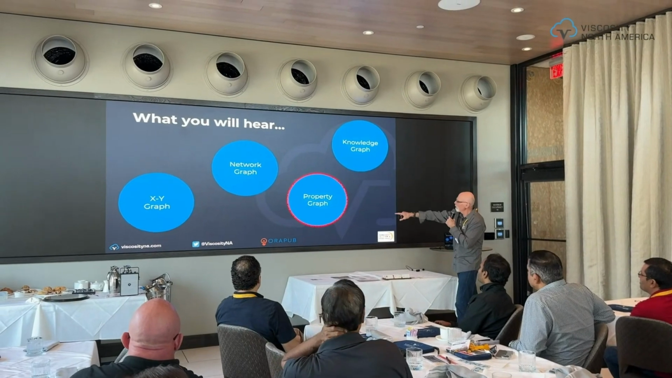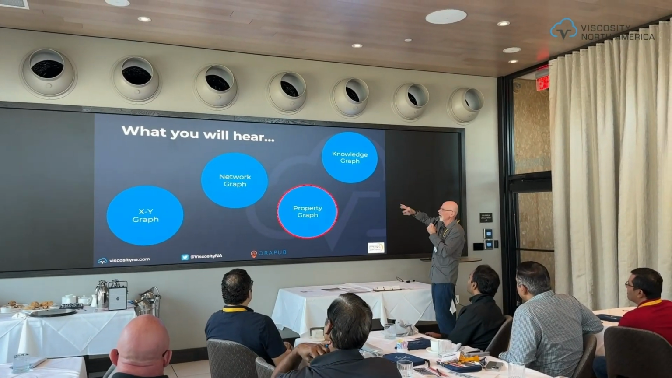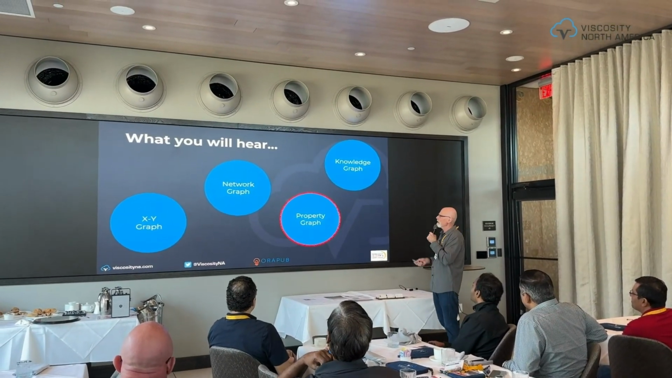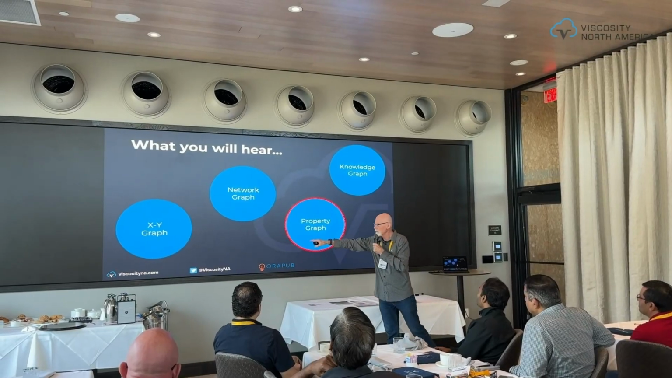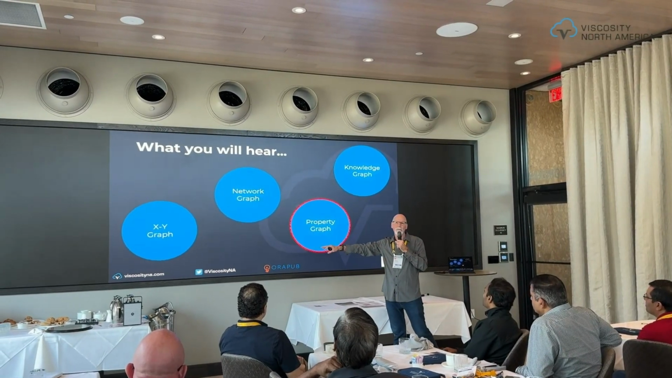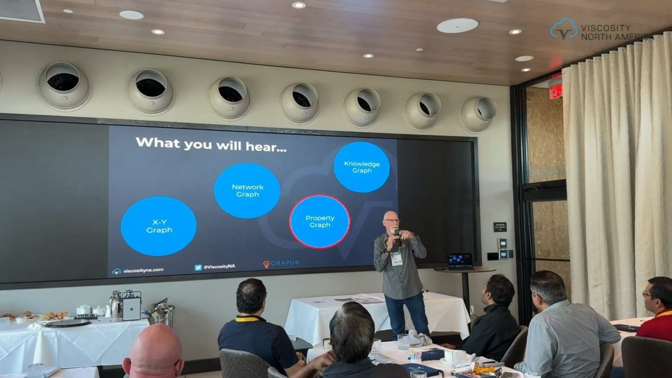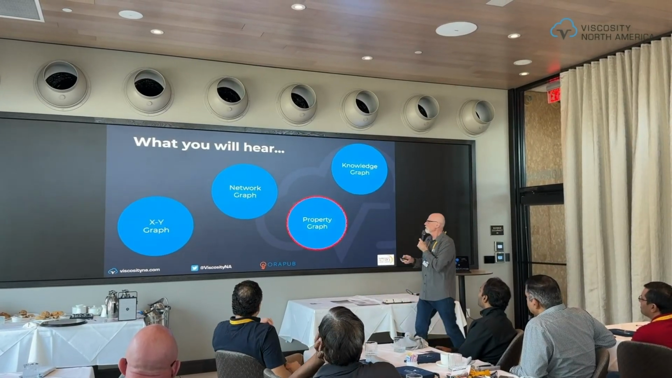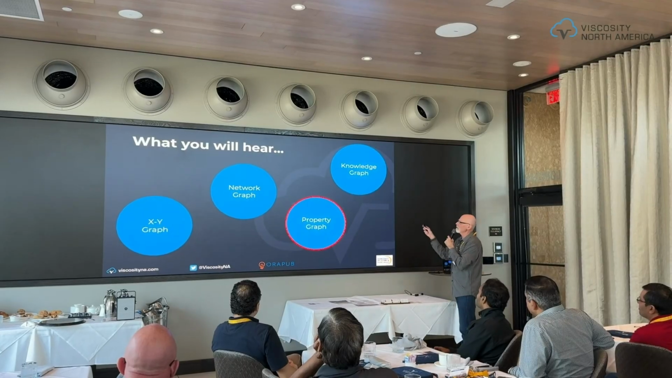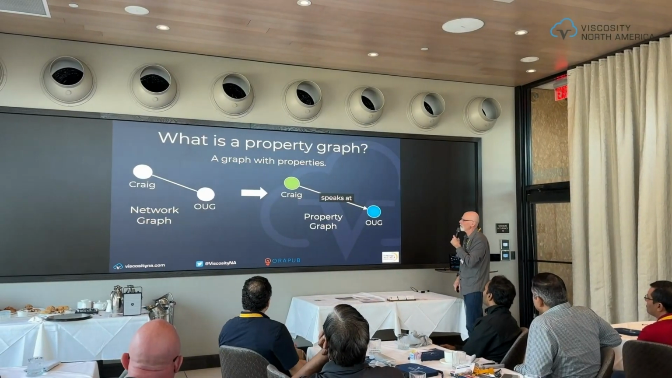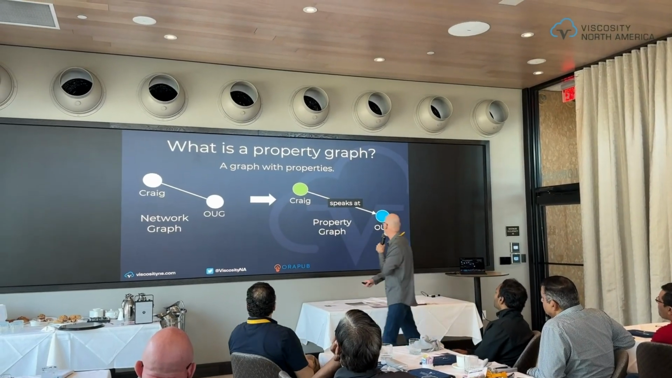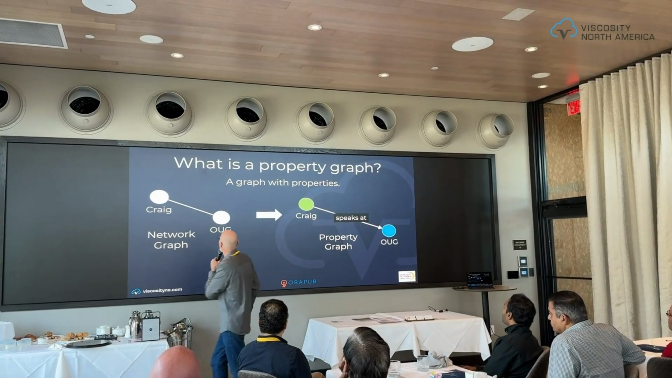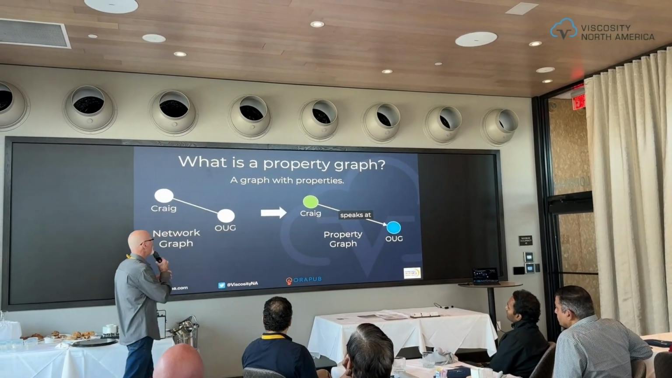Property graphs, we're going to talk most about these two, and they're going to kind of merge a little bit, okay? And then there's network graphs, and then there's the XY graphs. So the XY graphs are just what we learned in algebra, right? XY, XYZ, that kind of stuff. So we're not going to talk about that, but I wanted you to just see those. So let's go through them a little bit. So, okay, what is a property graph?